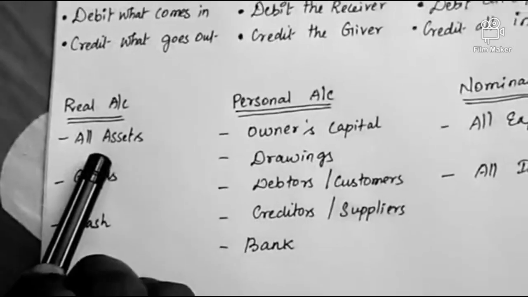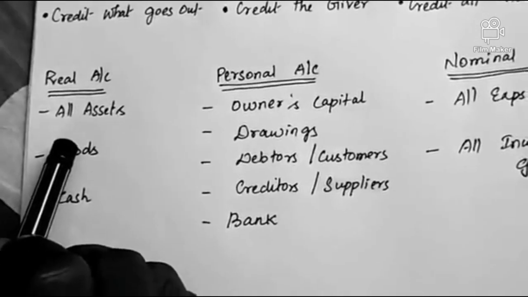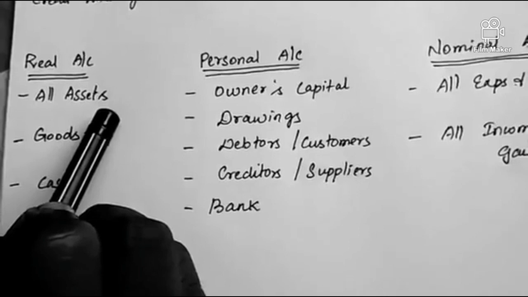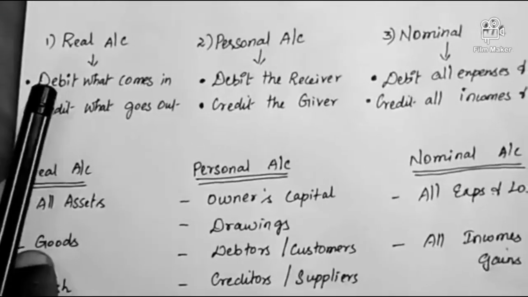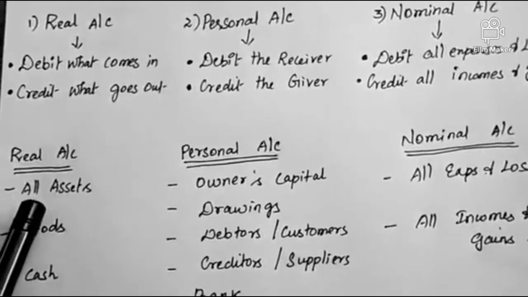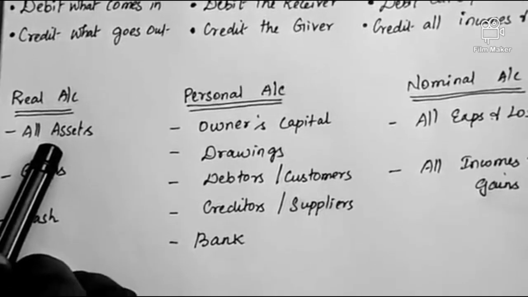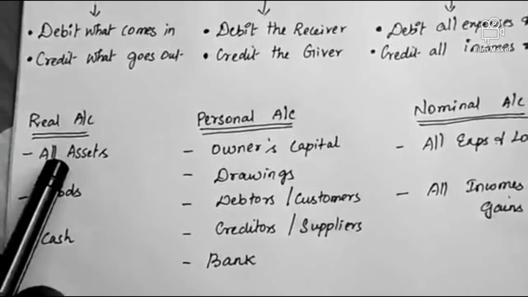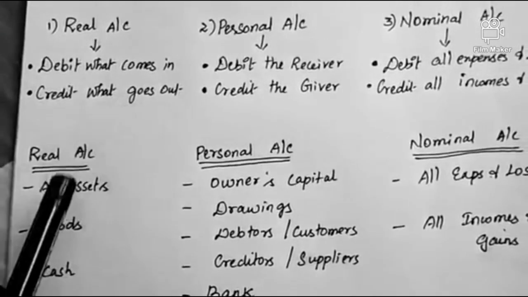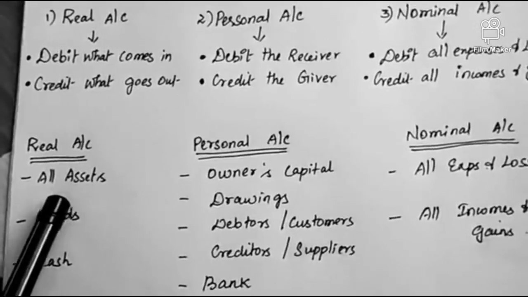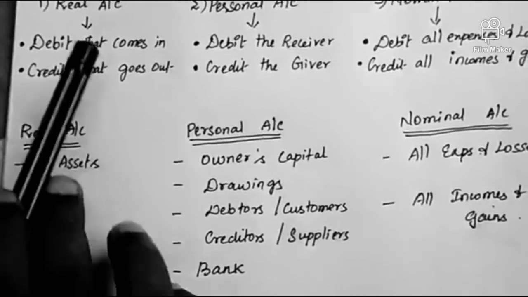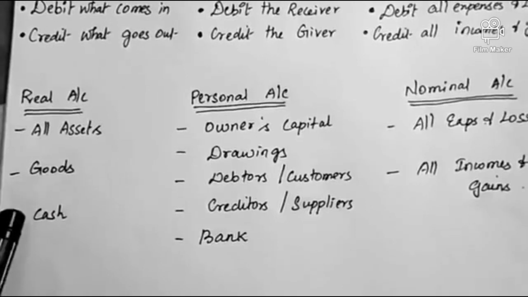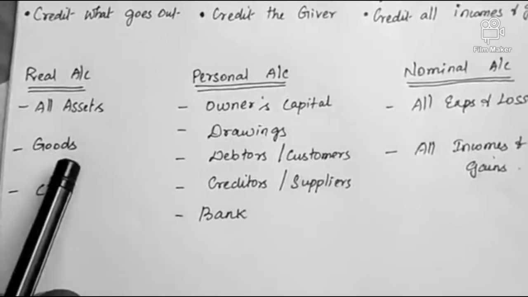When you purchase any asset, for example, purchase of land and building, what comes in? Land and building comes in. So debit what comes in, land and building. At the time of purchasing any asset, what goes out? Cash goes out. So credit what goes out. So land and building account debit to cash. This is the entry. According to the real account, you are able to make a journal entry. So real account is all assets, in the form of cash or in the form of goods.